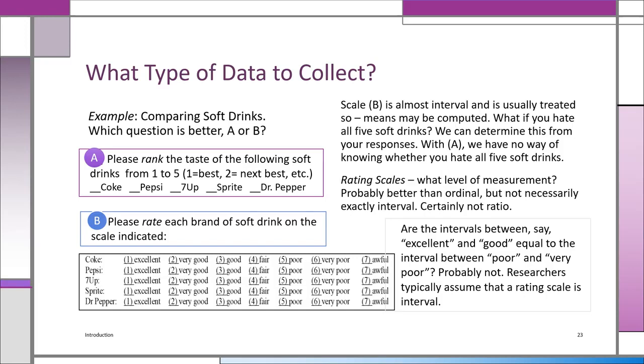And now we can do the mean on each one. We can say the average for Coke was... and now we know what these numbers mean. Let's say we get an average for Coke of 1.6. That's between excellent and very good. Let's say Sprite gets a 3.5. That's between good and fair. It's a better measurement, and that's why researchers will do it that way rather than just ask people to rank 5 beverages.